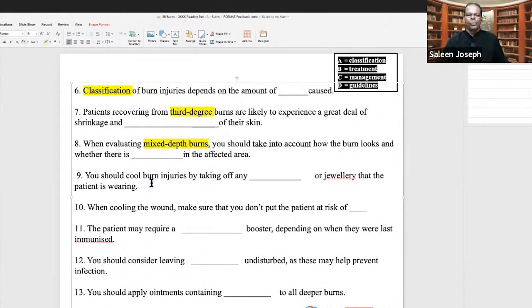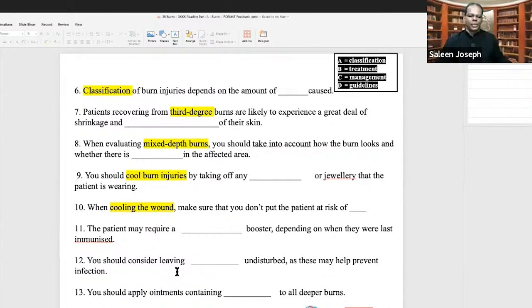9th one. You should cool burn injuries. Management. By taking off any dressing or jewelry. When do you take off jewelry? Is it after the treatment or before the treatment? Before treatment. Before you debride and all those things, you have to remove jewelry and all that, right? When cooling the wound, again treatment. The patient may require a booster depending on when they were last immunized. Management. You should consider leaving blisters undisturbed as these may help prevent infection. Management.